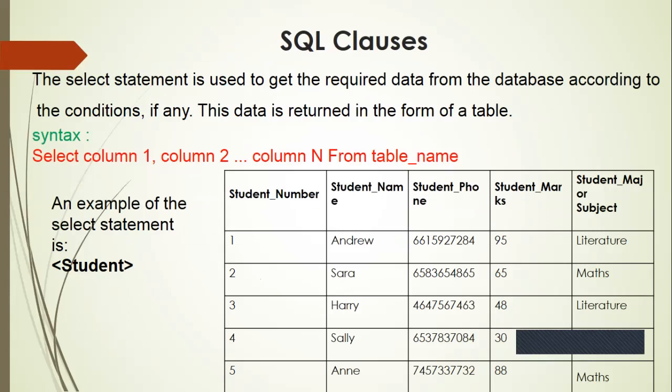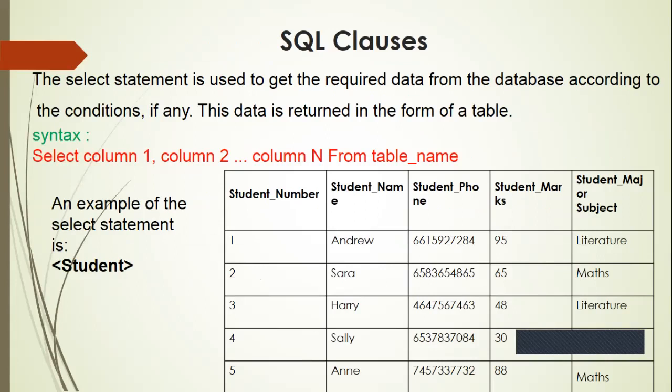There is subject, student major or student some course. So how many students have taken that particular course? The count of the students who have taken the particular course, that we should display in output. So here you have literature 3 times and maths 2 times. So how do you write the query to get the data?